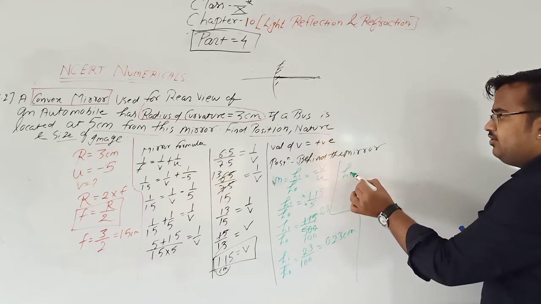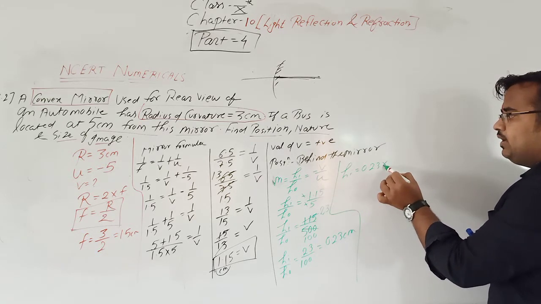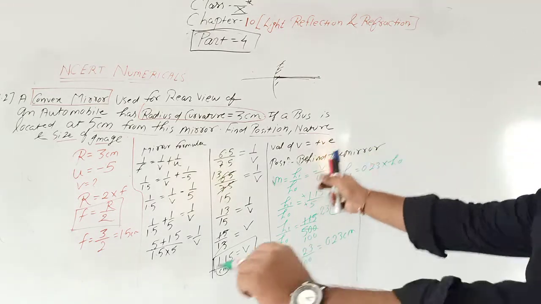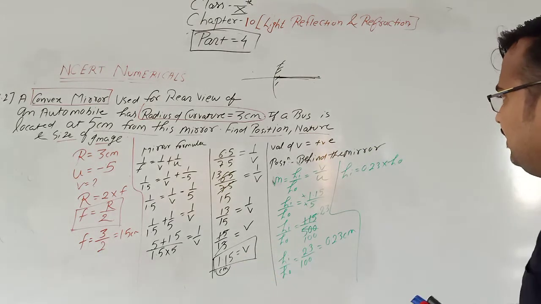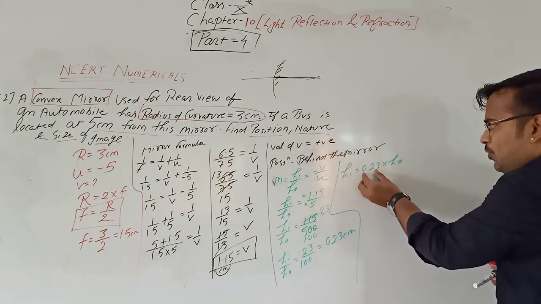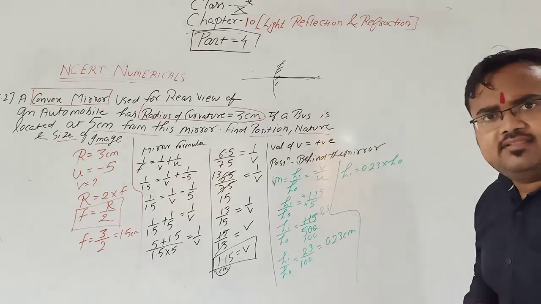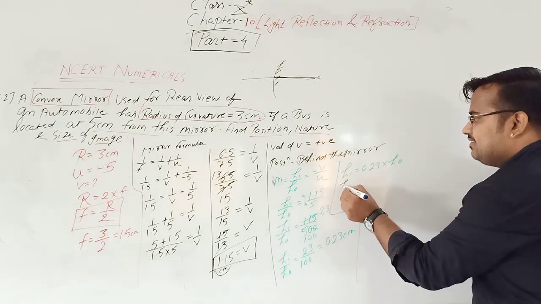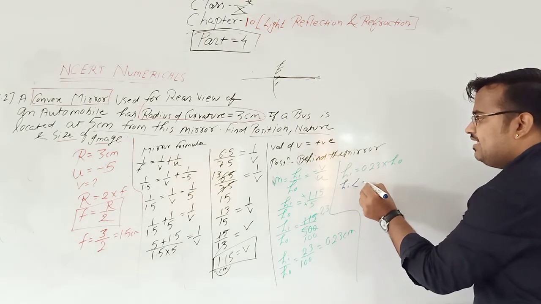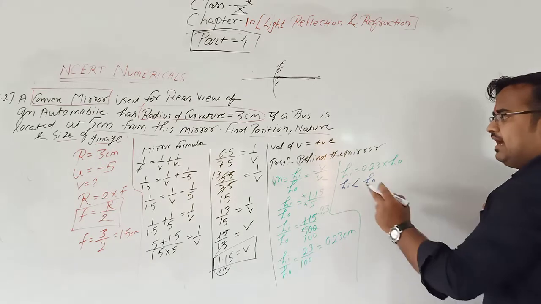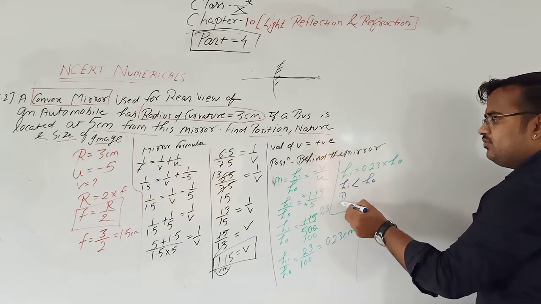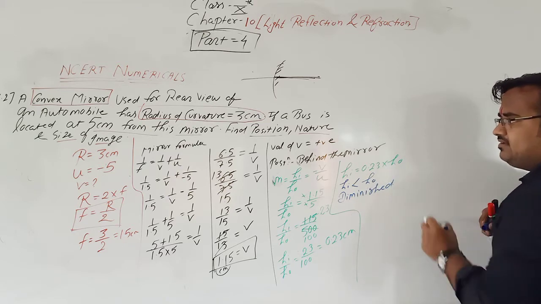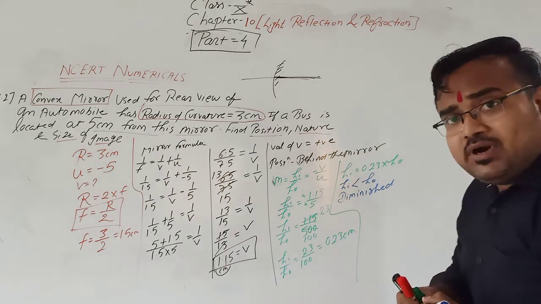So we can write, height of image is 0.23 into height of object. That means the image is less than the height of object. Height of image is less than height of object, so the size is diminished.